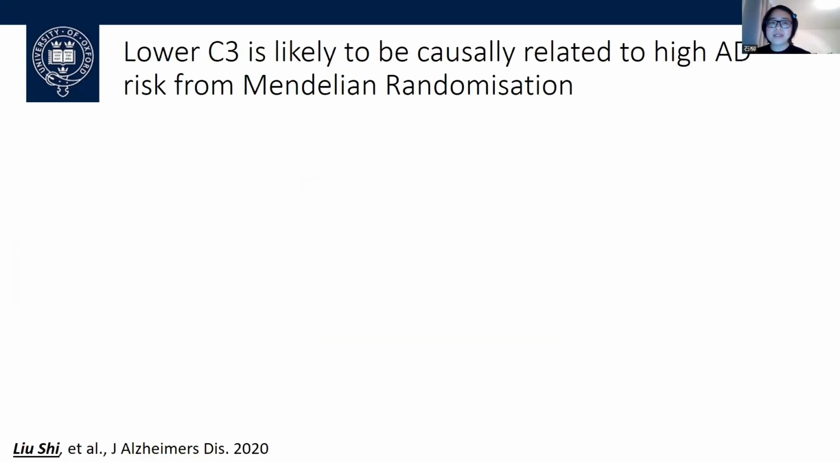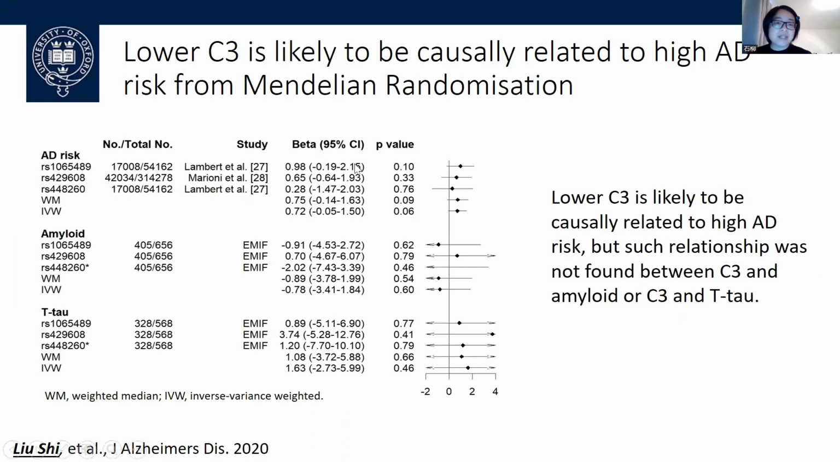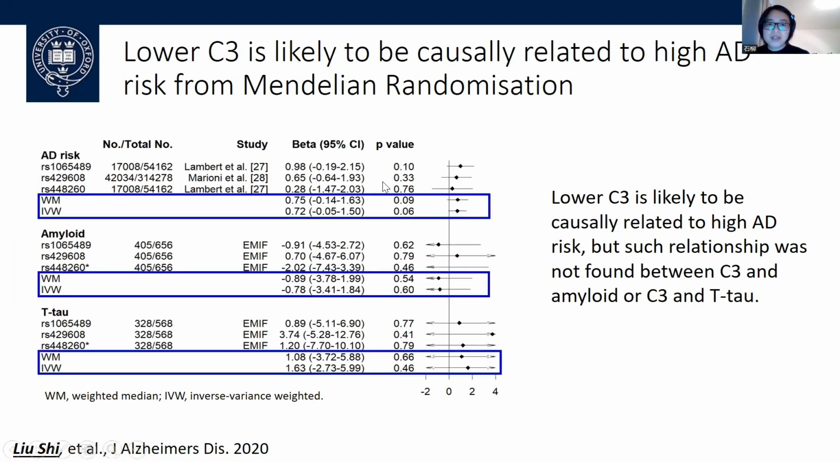So based on Mendelian randomization, we did an analysis and explored the association between C3 and AD risk, between C3 and A beta, and between C3 and tau. We found that there's a potential causal relationship between C3 and AD risk, but such a causal relationship was not found between C3 and A beta or C3 and tau, which means that C3 might be causally associated with AD, but not with AD pathology like A beta or tau. So all these results were published in the Journal of Alzheimer's Disease in 2020. If you are interested, you could check more details.